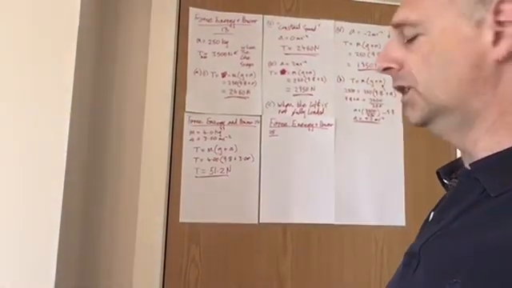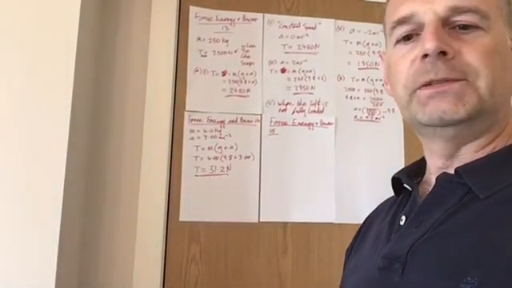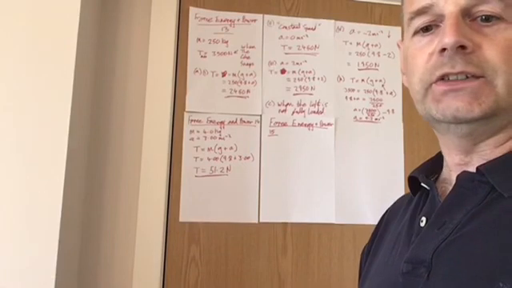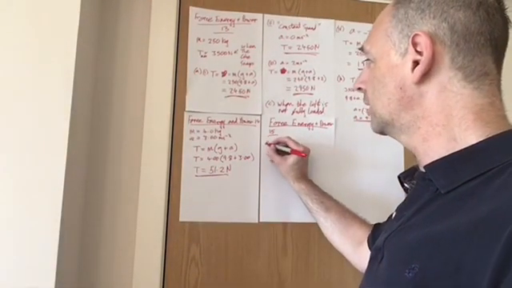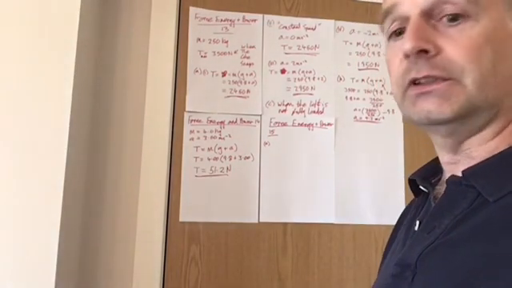Energy and power, number 15. This time we're given a velocity time graph. We're asked to draw the corresponding acceleration time graph. So the first thing we need to do is work out what those acceleration values are.